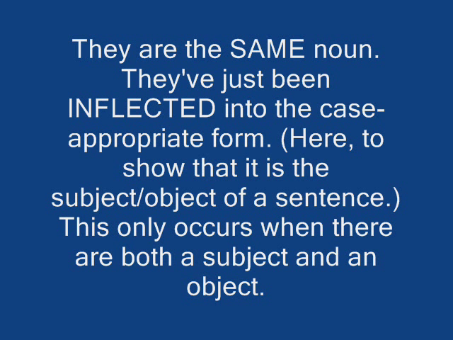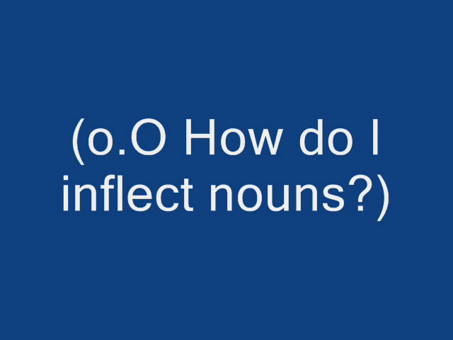Now in this case, the nouns have been inflected to show that the noun is either a subject or an object of a sentence. Now this noun inflection only occurs when there is a subject and an object in the sentence, not when there is only a subject. You can't have a sentence with only an object. Now you must be curious about how to inflect the nouns into their case-appropriate form.